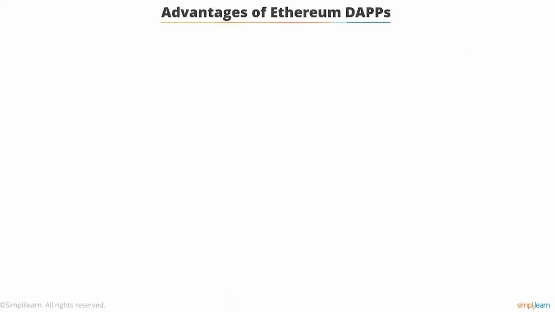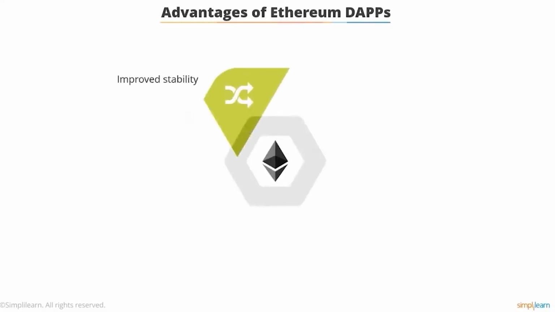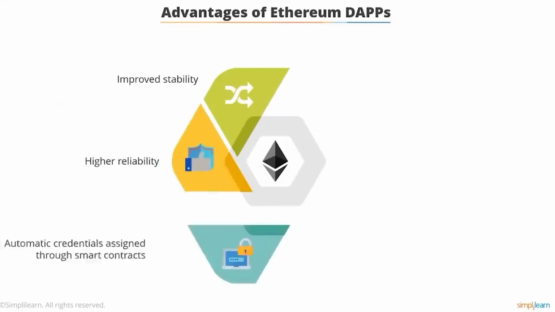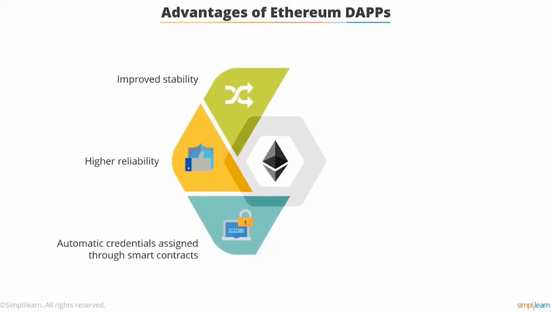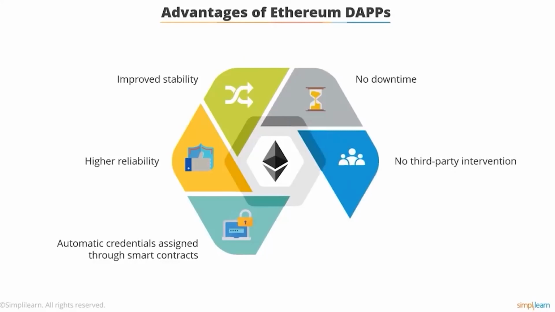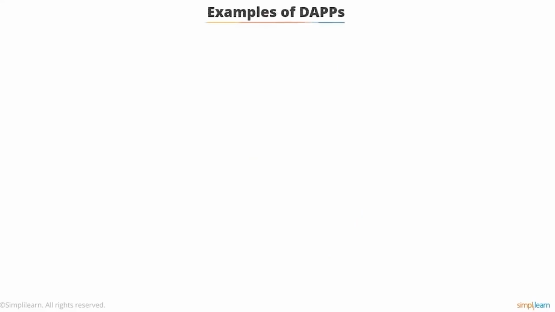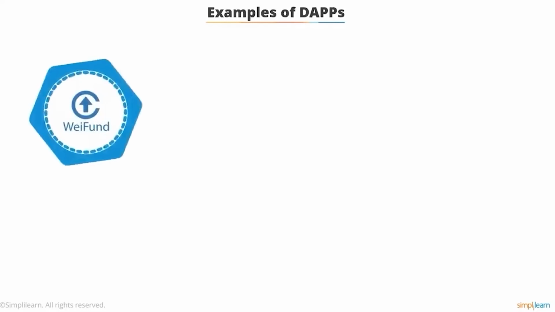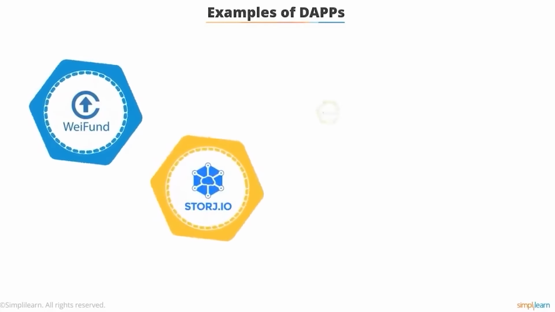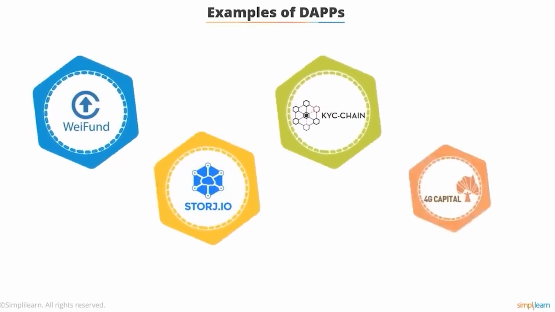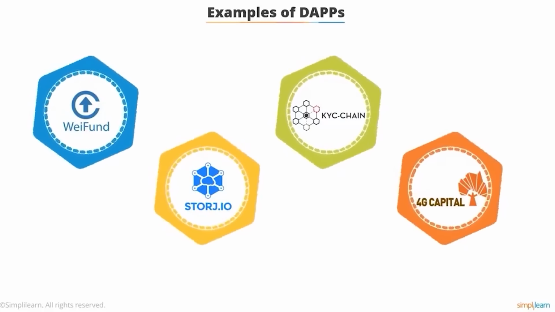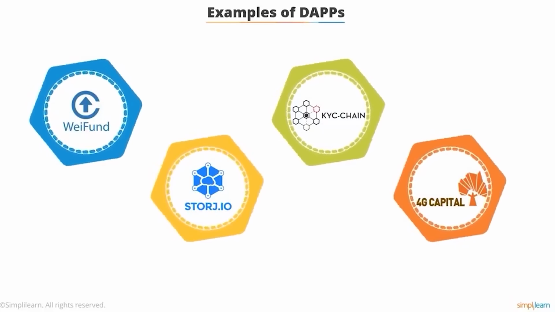Advantages of dApp. Ethereum dApps have the following advantages: improved stability due to a distributed network, higher reliability, automatic credentials assigned through smart contracts, no downtime, no third-party intervention, and high security. Example of dApps. Some of the known examples of dApps include WeFund, Storage, KYC Chain, and 4G Capital. These companies have developed different applications using blockchain.